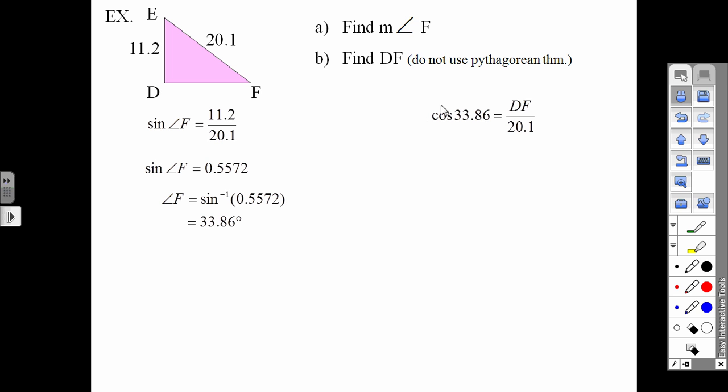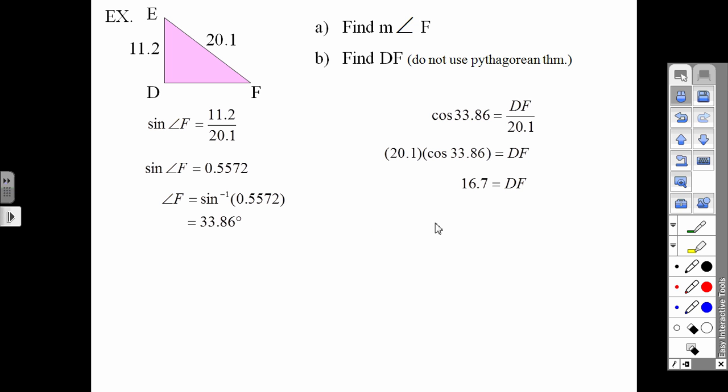Now, with this in your calculator, you can figure out what that decimal is, and then you can multiply that by 20.1. Okay, so remember, if we want to keep things as accurate as possible, keep this in your calculator as a whole decimal, multiply by 20.1, and you should get 16.7.